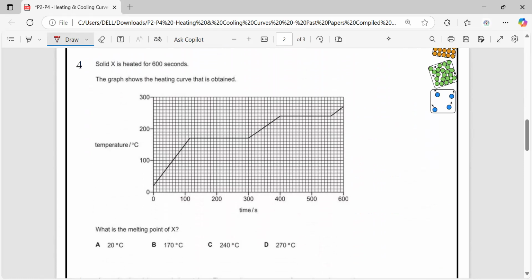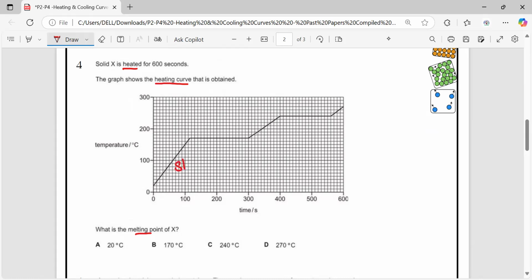Next question. A solid X is heated for 600 seconds. The graph shows the heating curve that is obtained. So this is solid and we are heating it. What is the melting point of X? Very easy question. We are heating the solid.